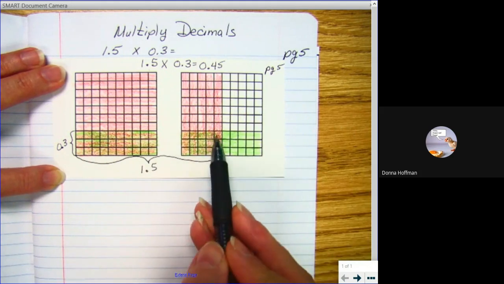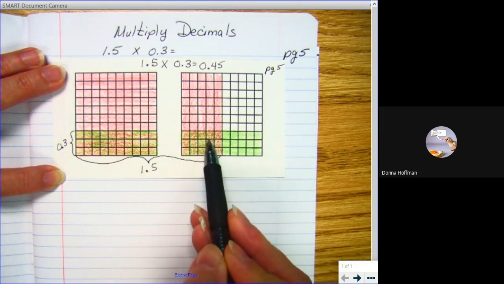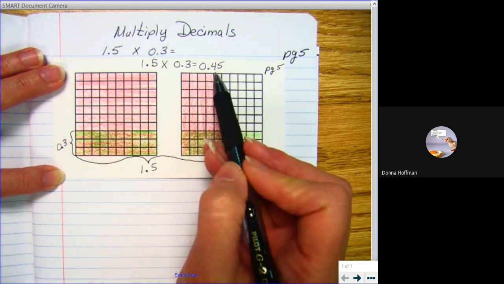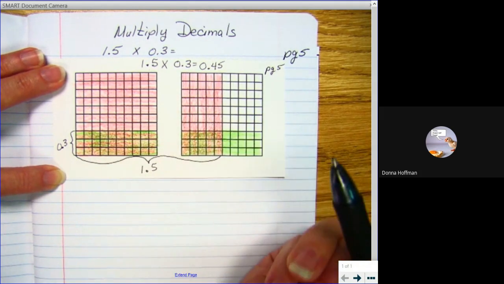If I was to take these 15 and move them over here, you could clearly see that it's going to be less than 1. And that is why it is decimal 45.